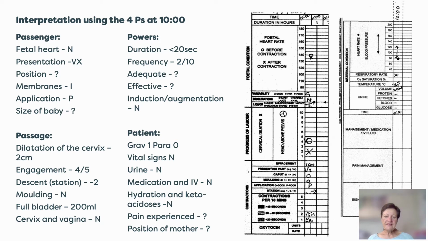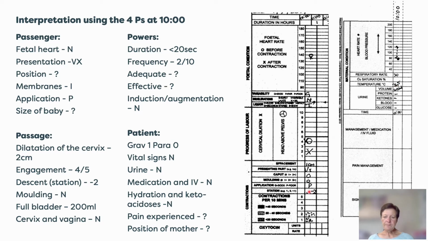If we look at the passage, we see that the patient is in the latent phase of labor. She's 2 centimeters dilated, but again we see that the head is quite high. The head is 4/5 above the pelvic brim here, and the descent, the station, is -2, so the head is quite high. We see that there's no molding. The bladder on the maternal side, we see she has passed 200 milliliters of urine. Her vital signs are normal, and the vagina and the cervix is normal.